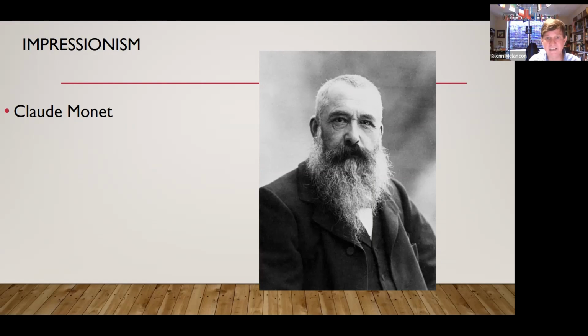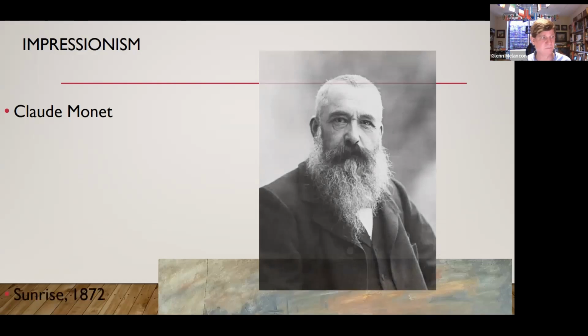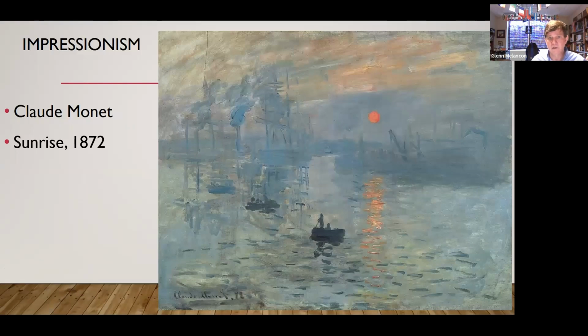Those advancements in photography then freed artists to go in a different direction. They didn't have to try to compete with or do what photography did. One of the prime examples of this is Claude Monet, a Frenchman. Here is Claude Monet's Sunrise, 1872. It's Impressionism. It's his impression, his perception of the moment.